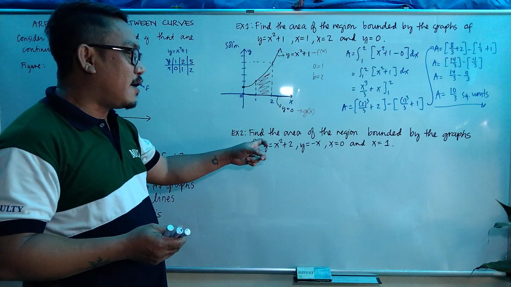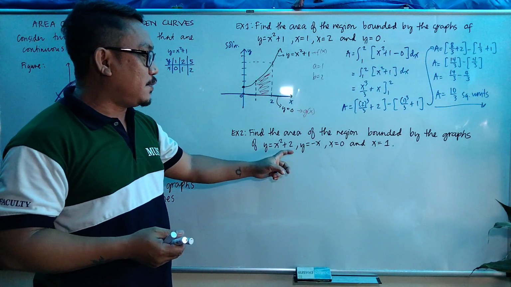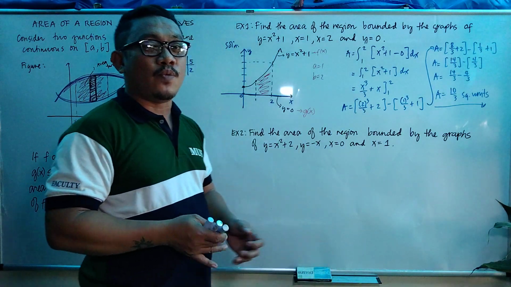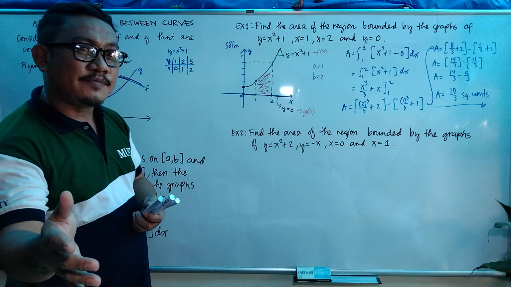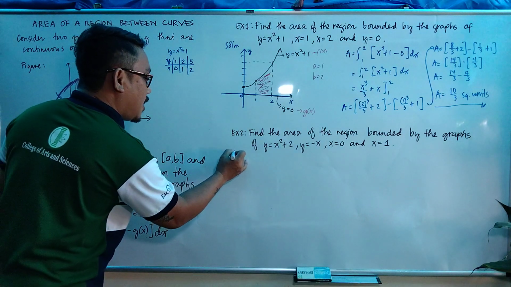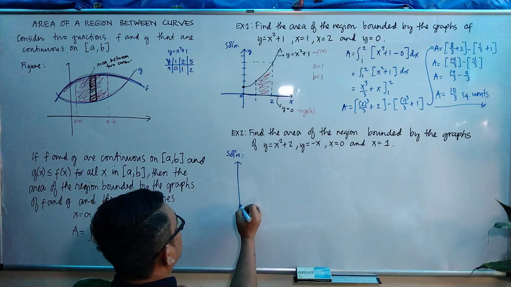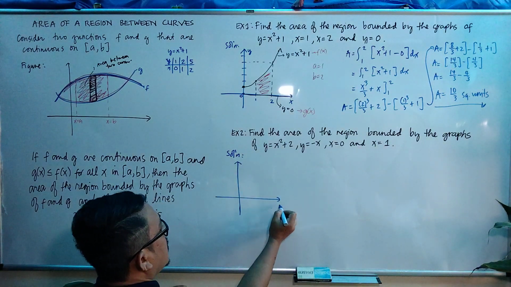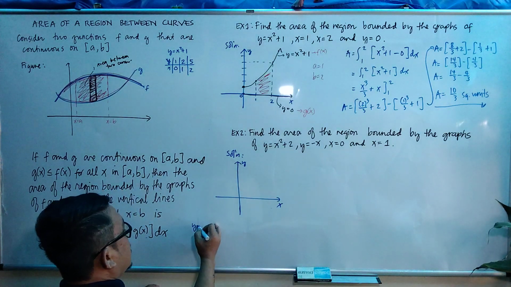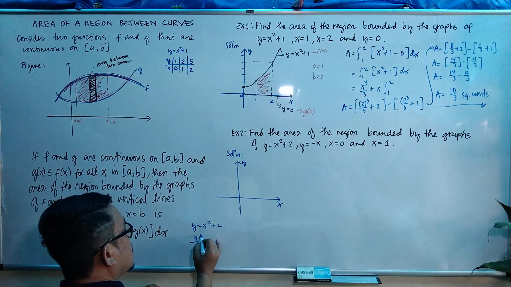Find the area of the region bounded by the graphs of y is equal to x squared plus 2, y is equal to negative 1, x is equal to 0, and x is equal to 1. Again, as I have said, we sketch the graph so it is easier to solve. Okay, you have the solution here. We need to graph: this is your x, this is your y, for the function y is equal to x squared plus 2.